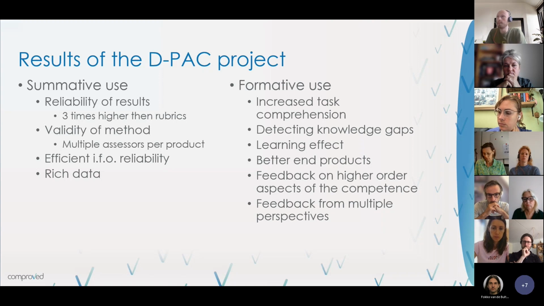reference of the students. Seeing a lot of examples results in a great learning effect. At the end, you get better products. The feedback is more on higher order aspects of the competence, and you have a lot of feedback from multiple perspectives.